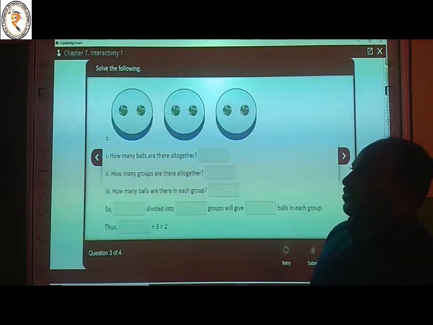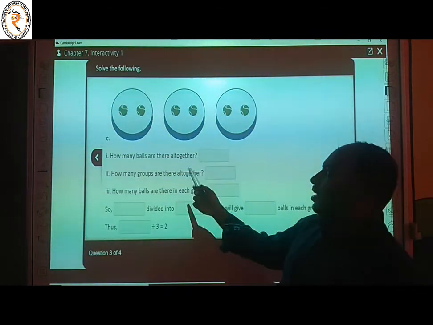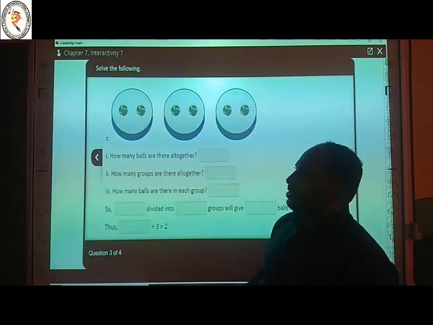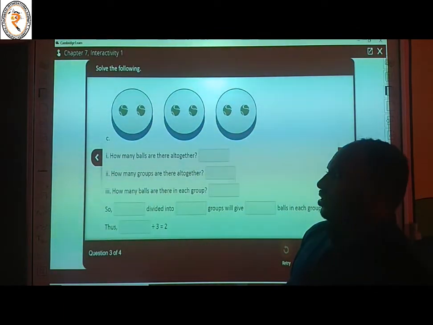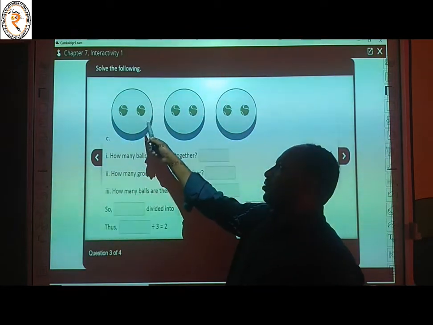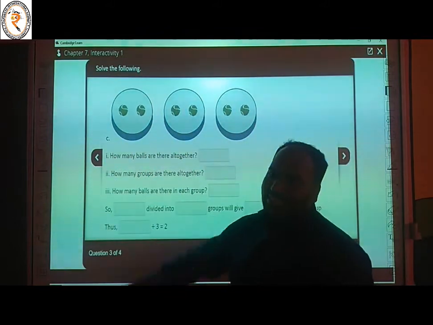The next one, solve the following. See, we have 3 groups. Each and every group has 2 balls. So first one, how many balls are there altogether? 1, 2, 3, 4, 5, 6. We have totally 6 balls.